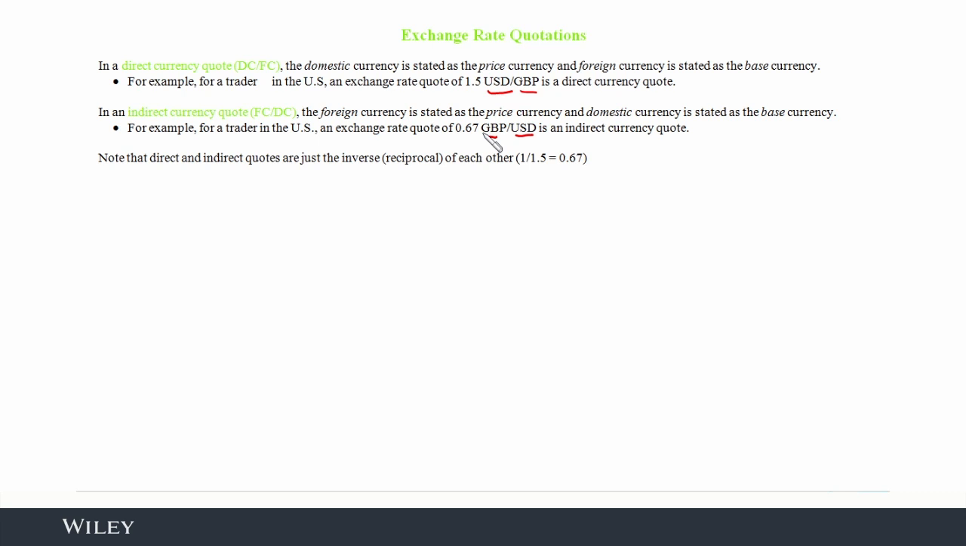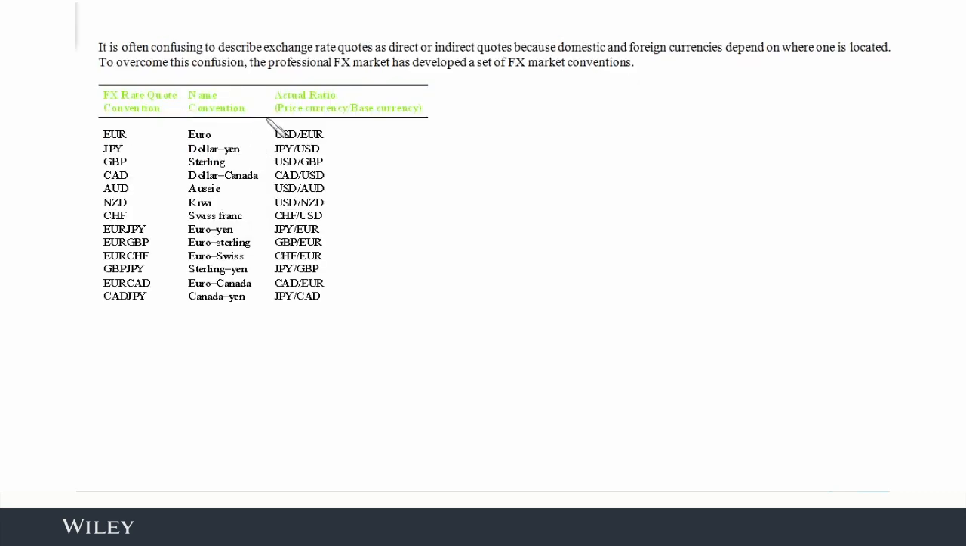Now, it is often confusing to describe exchange rate quotes as direct or indirect quotes because domestic and foreign currencies depend on where one is located. To overcome this confusion, the professional foreign exchange market has developed a set of currency market conventions. These conventions are listed on the following table. So this table lists your foreign exchange market conventions, and there are a few things that I need to highlight from this table. First of all, the three-letter codes right here refer to the major exchange rates, okay?